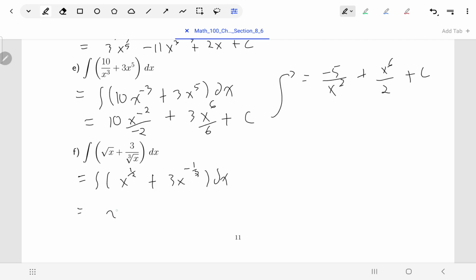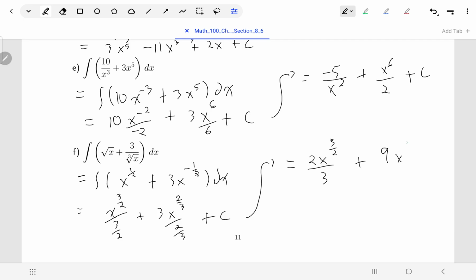I'm going to add 1 to the power. X to the 1/2 plus 1 is 3/2, then divide by the power. Negative 1/3 plus 1 is 2/3, then divide by the power. And constant c. And cleaning that up, I'll get 2x to the 3/2 over 3 plus 9x to the 2/3 over 2 plus our constant c.